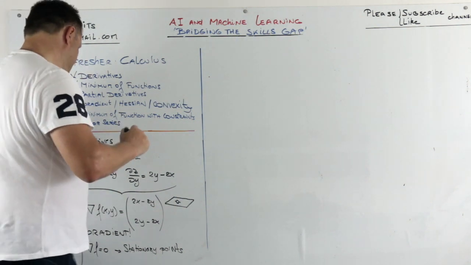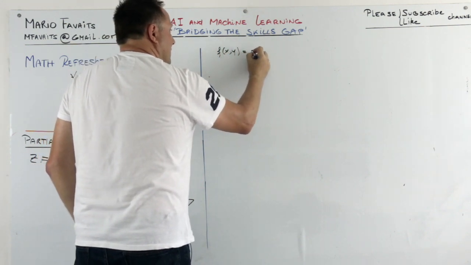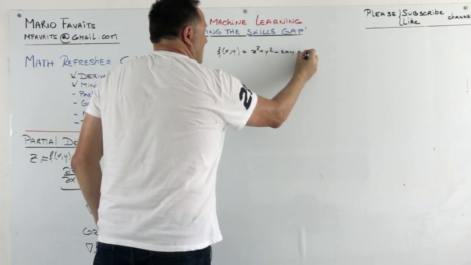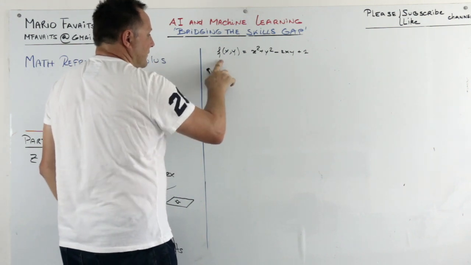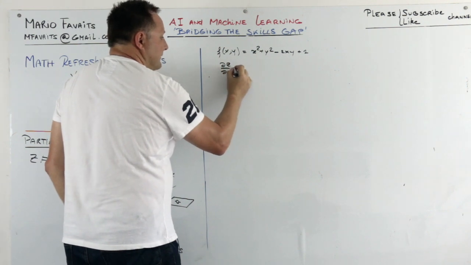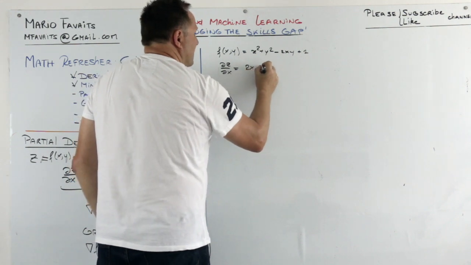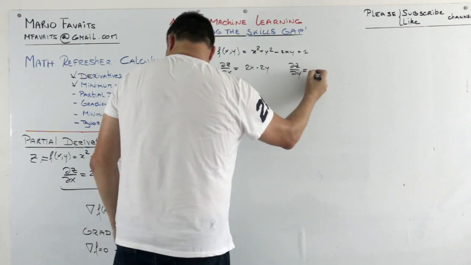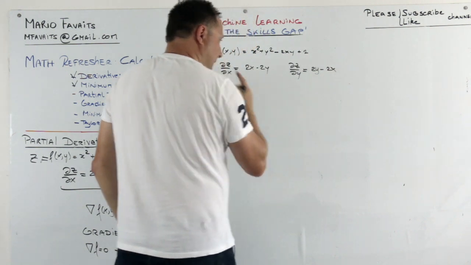Okay, now let's rewrite that function: x squared plus y squared minus 2xy plus 1. And we have the first order derivatives, dz/dx equals 2x minus 2y, and dz/dy equals 2y minus 2x.